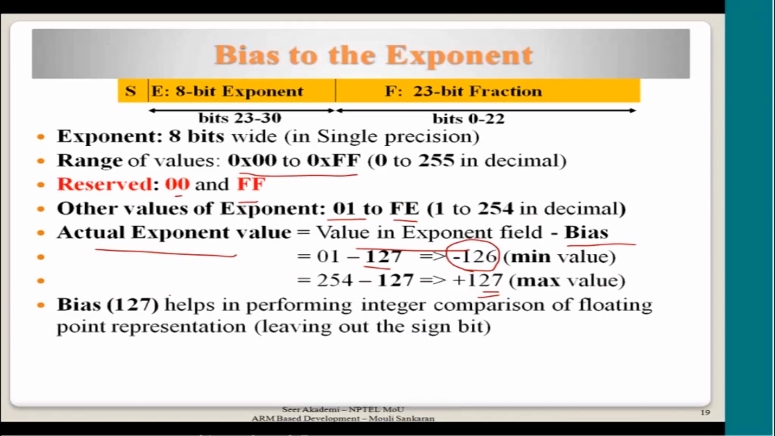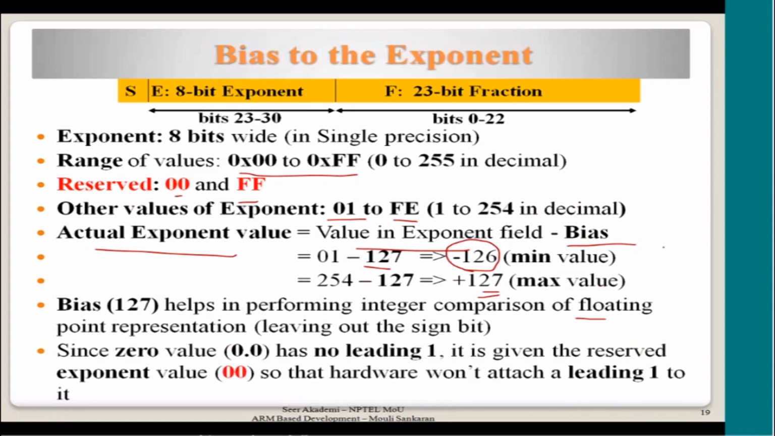Bias of 127 helps in performing an integer comparison of floating point representation. I told you that you can easily compare two floating point numbers. Now, one more limitation on this notation: because you are assuming this 1.0 into 2 power something exponent, you can never represent a 0 with this notation. So you need to have a special representation. That is where reserving this number helps you. If the exponent happens to be 0, it represents a 0 value. That's the beauty of this representation.